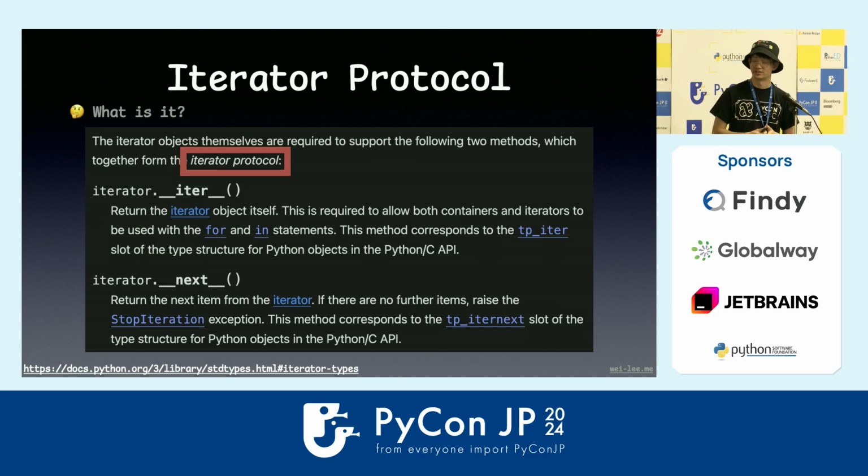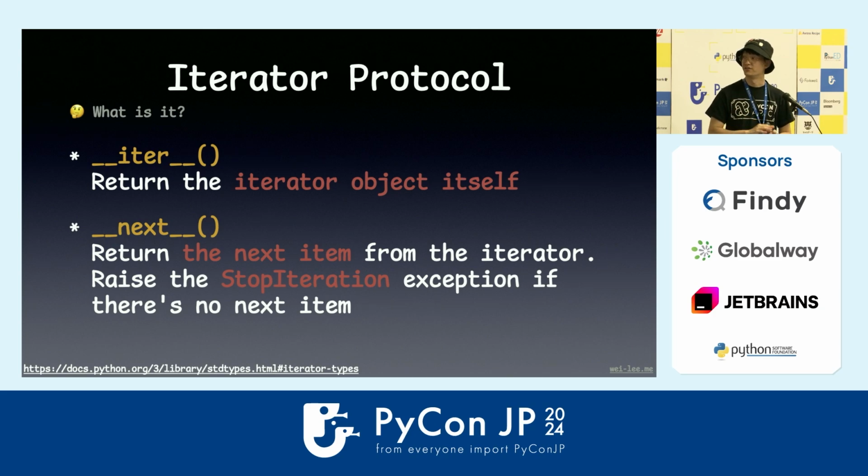And here's the iterator protocol in the Python documentation. These two methods are needed for the iterator protocol. You'll need to first define an iter that returns the iterator object itself. And the next thing is the next method. You'll need to try to return the next item every time till it's consumed, and you then raise a StopIteration exception if there's nothing to return.